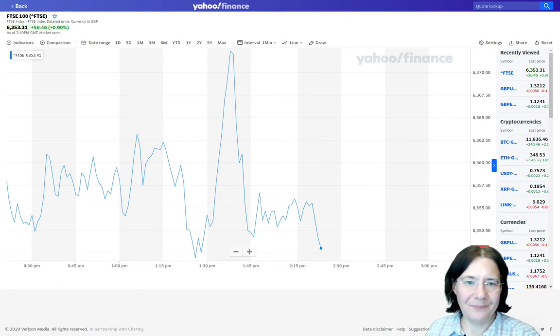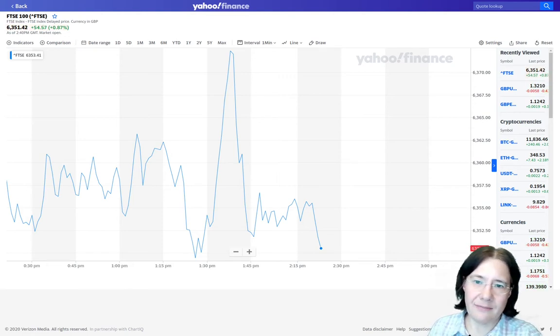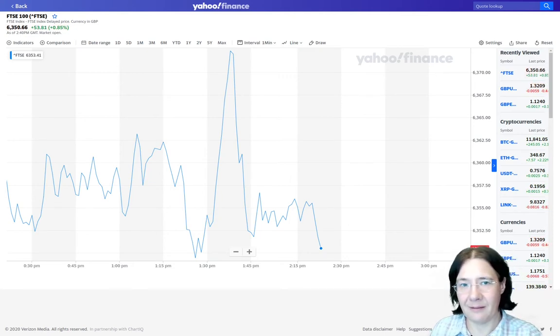Behind me, you can see the value of the FTSE 100 stock price index. The price is updated roughly every 1 minute. And as you can see, as we're progressing through the afternoon, it's between 2 and 3 o'clock now, the price is evolving. Now, even though it is represented as a continuous graph, this value is updated every minute.